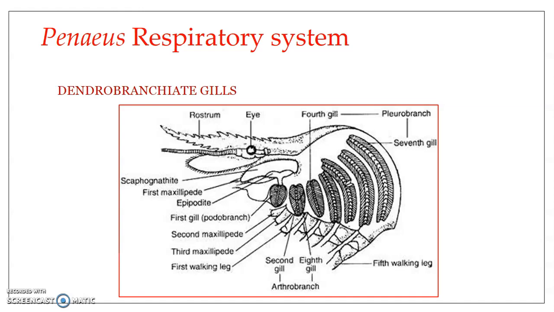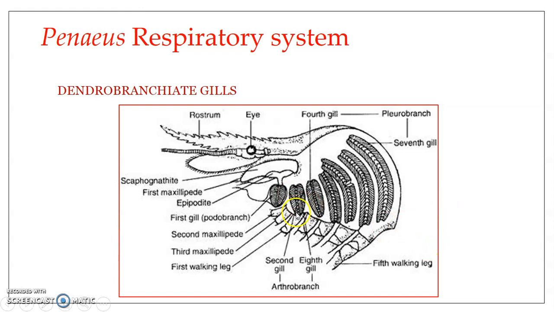And they are known as dendrobranchiate. Dendrobranchiate, the name has come because it is branched. That is why dendro, it is branching, it is something related with, isn't it, dendrochronology. You may have heard this term associated with trees, right. So here it is branching gills. Okay, so gills are highly vascular in nature. They are feathery outgrowths from the thoracic appendages.